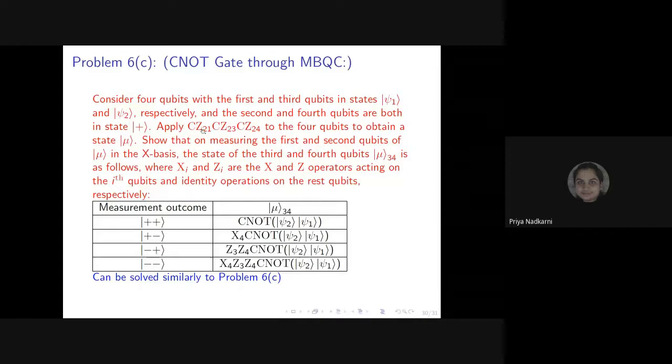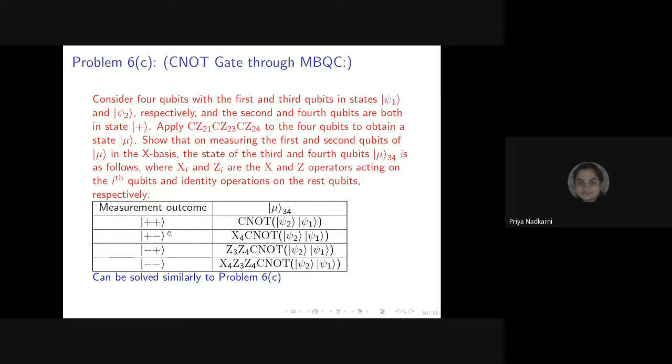And then we have to apply this operation, that is CZ21, CZ23 and CZ24, to the 4 qubits, and we obtain the state mu. So in the previous problem we had zeta, here we have mu. And then by measuring the first and second qubits of mu in the x basis, we obtain the state of the third and fourth qubits to be any of the following states based on the measurement outcome of the first and second qubits. So we are measuring in the x basis, so the measurement outcome is either plus or minus.